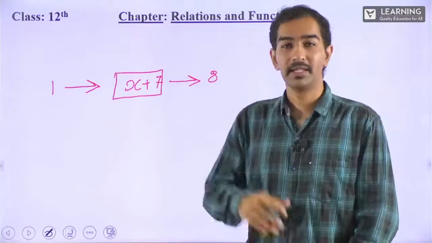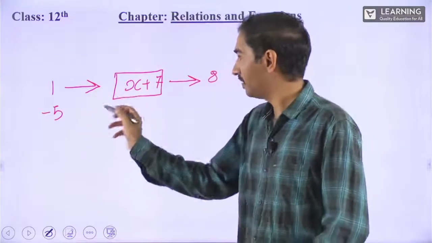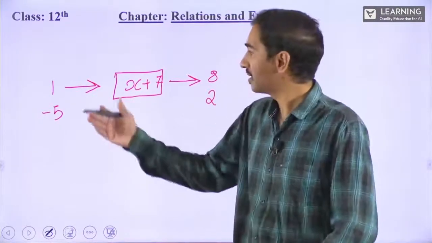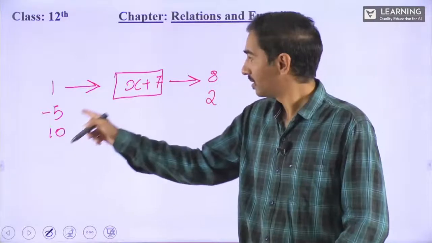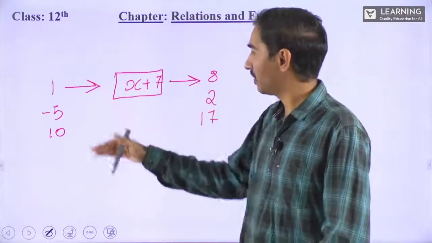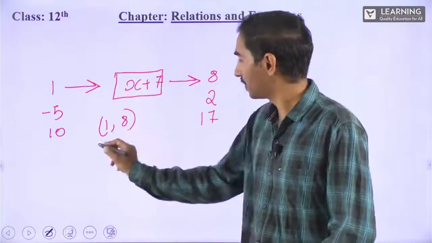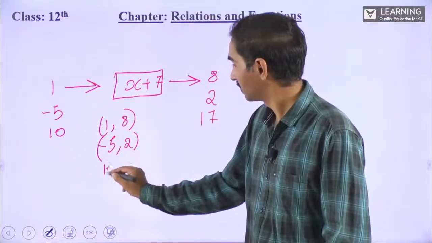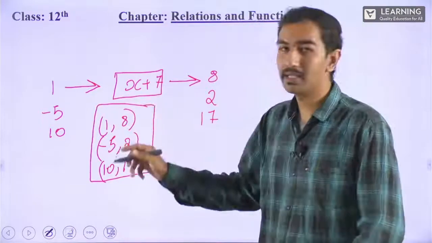8. Correct? Next, let us put x equal to minus 5. Minus 5 plus 7 will be equal to plus 2. Let us put another value, x equal to 10. If you input x equal to 10, 10 plus 7 will be 17. So let's summarize what we have written here. 1, 8. The next would be minus 5, 2. The next would be 10, 17. These are called functions.